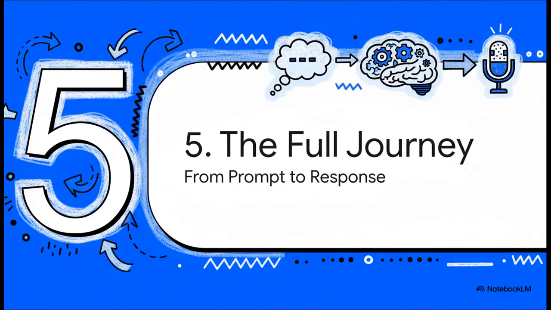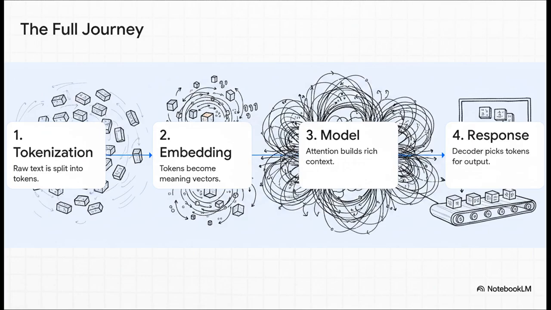So there you have it. We've gone from a simple text prompt all the way to a fully generated response. Let's do a quick recap of the entire process just to see how all these incredible pieces fit together. It's really a four-stage journey. First, tokenization chops our text into those manageable pieces. Second, embedding turns those pieces into numbers that actually capture meaning. Third, the attention model goes to work, building that deep understanding of context. And finally, the model starts predicting a sequence of new tokens to create the final response.